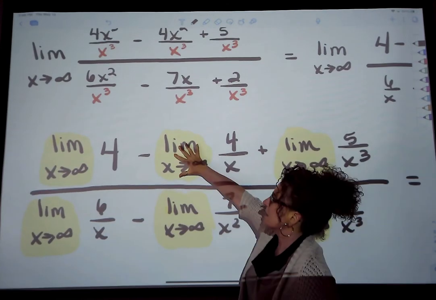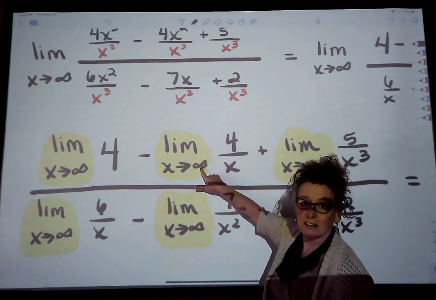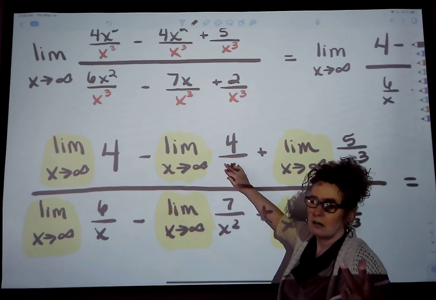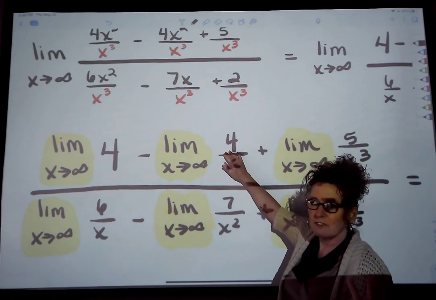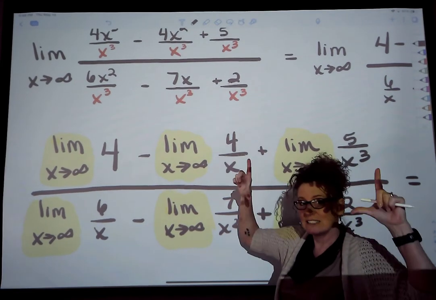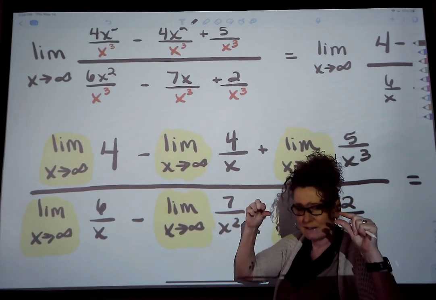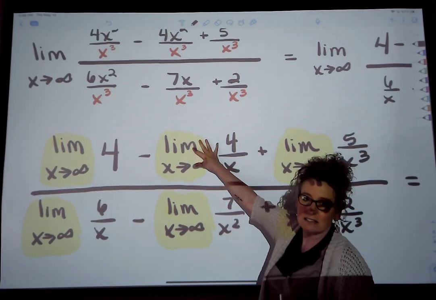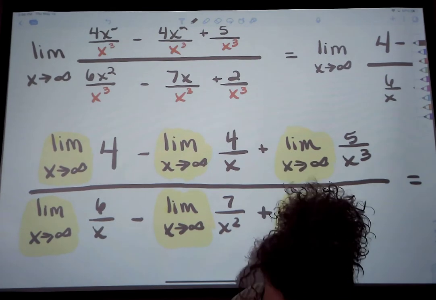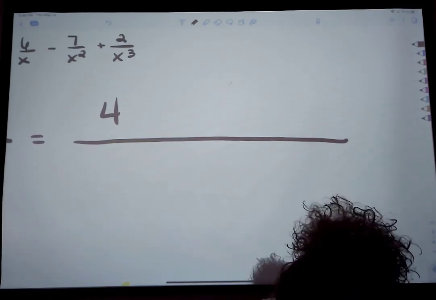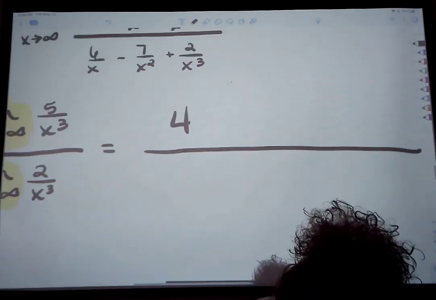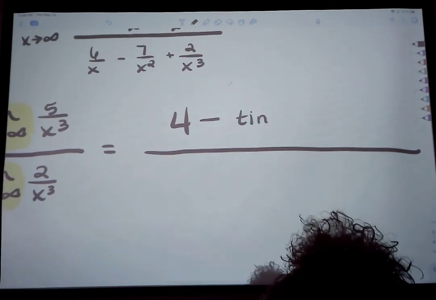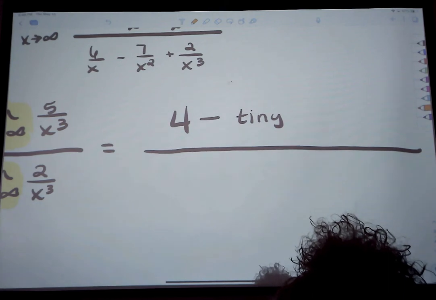Let's do the next piece. Ready? As x approaches positive infinity, as this gets huge, what's 4 divided by huge? Tiny. How tiny? Well, close to 0. So the answer to this piece is like tiny. Was it minus or plus? It was a minus. 4 minus tiny. Okay, so like 0-ish.